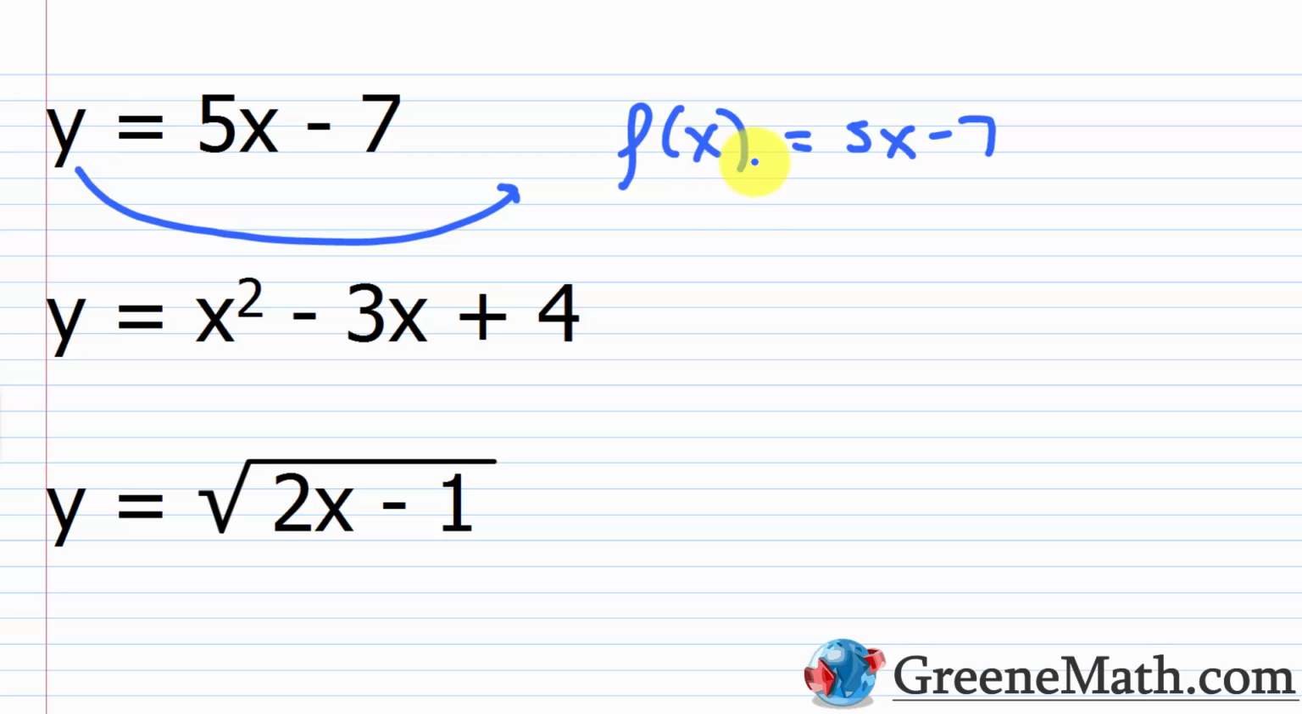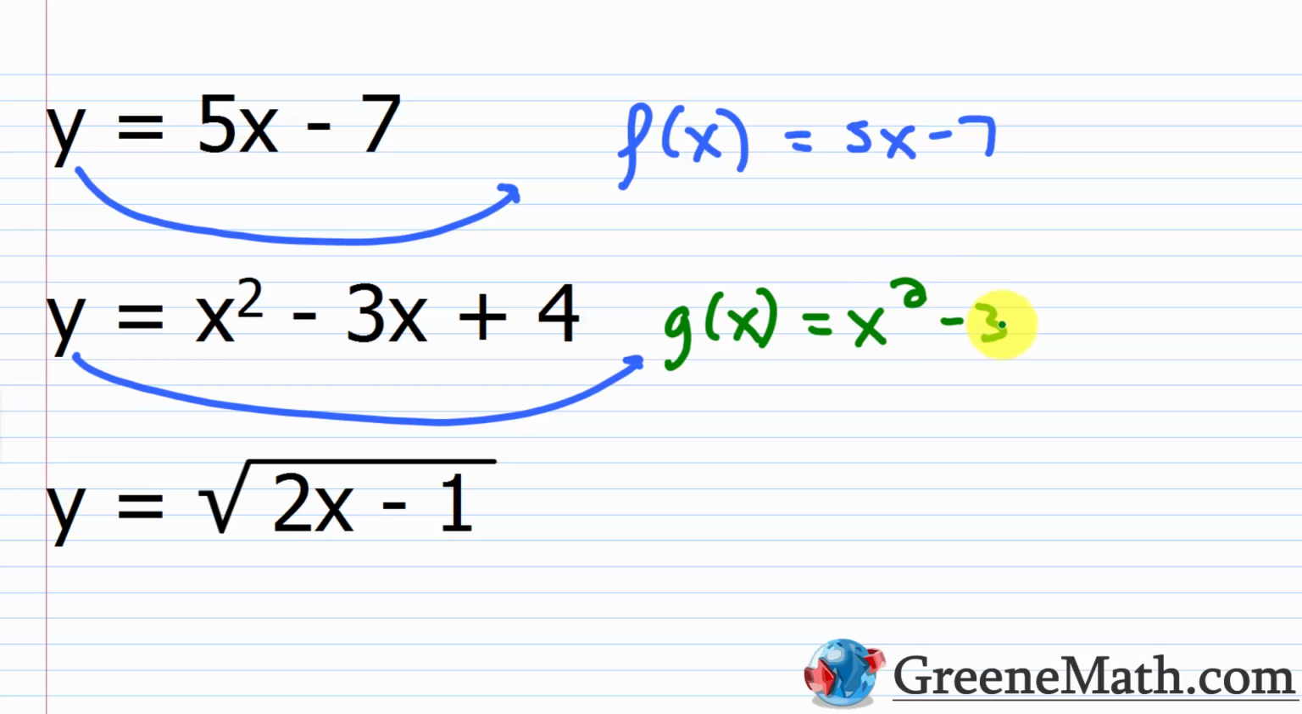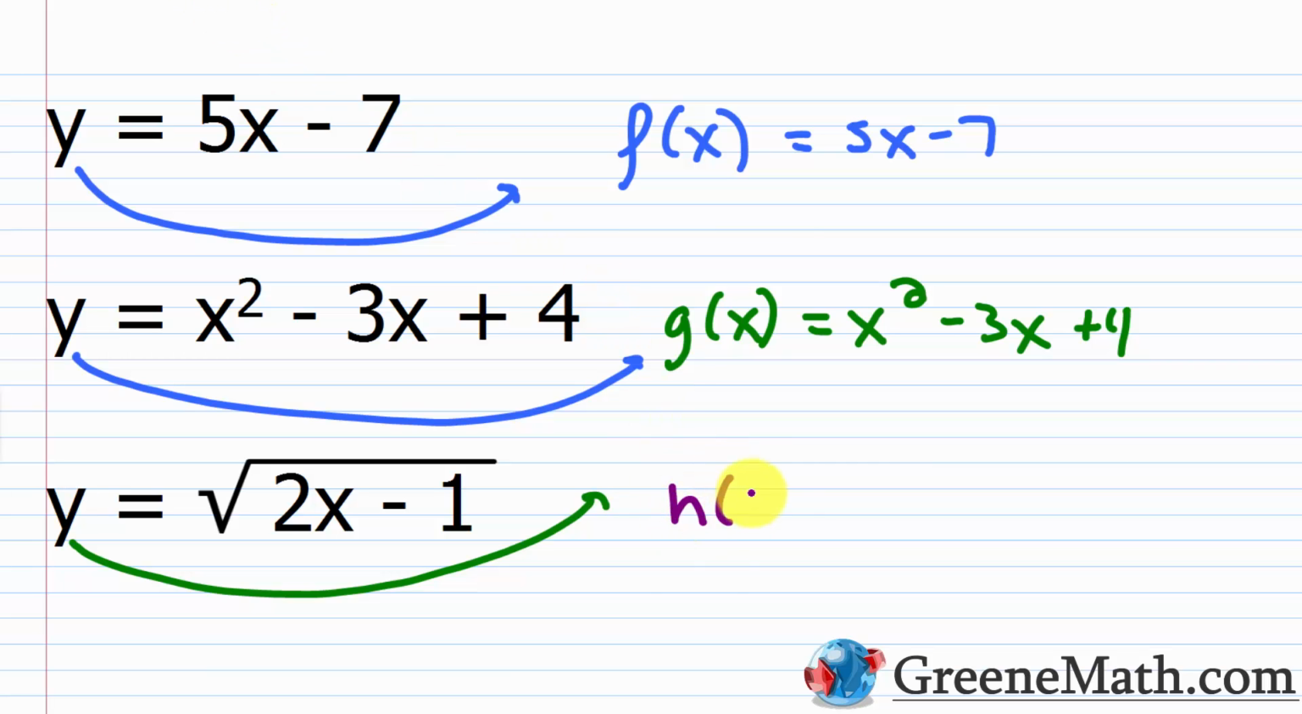I want to note here that these parentheses do not mean multiplication. This is read f of x. It's not f times x. A lot of students get confused on that. For this one, I'm going to replace it with g of x. So instead of y, I'll say g of x is equal to x squared minus 3x plus 4. And for this one, I'm going to use h of x. So h of x is equal to the square root of 2x minus 1.